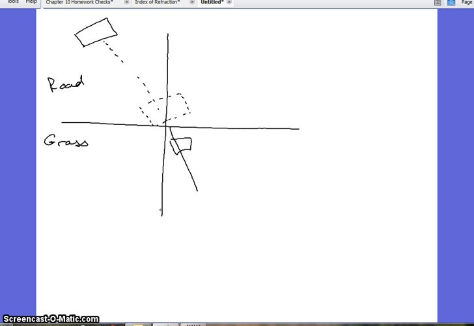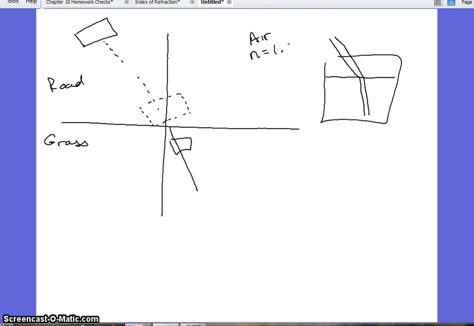We've seen this before. If you ever had a straw in a glass of water, you would see that the straw actually looks bent, and it's always going to look bent towards the normal line. That's because we go from a smaller index of refraction, for air we approximate the index of refraction to be about 1, to water, which has an index of refraction of about 1.33. As the material gets more dense, the index of refraction goes up, and as the index of refraction goes up, it makes the light bend towards the normal line.